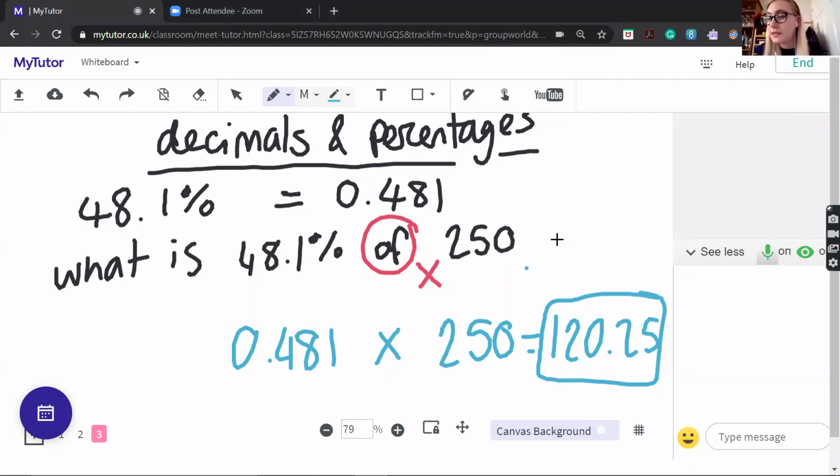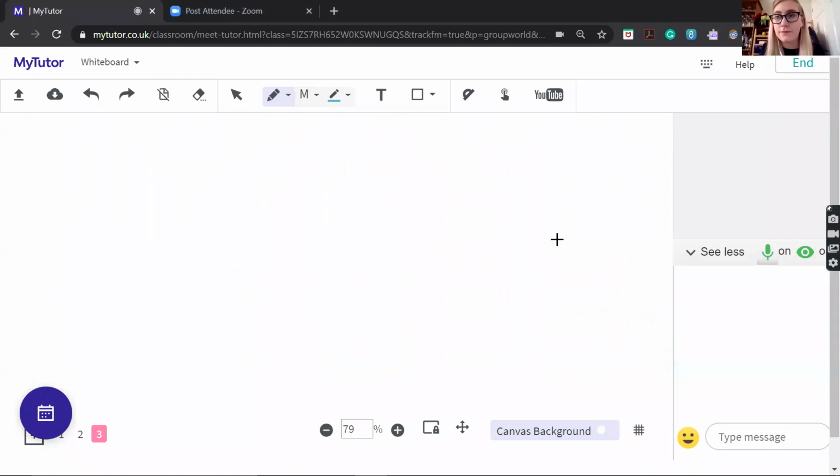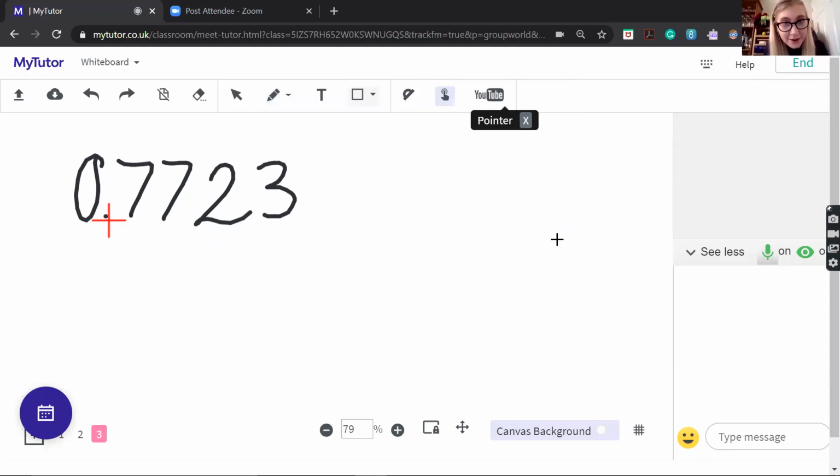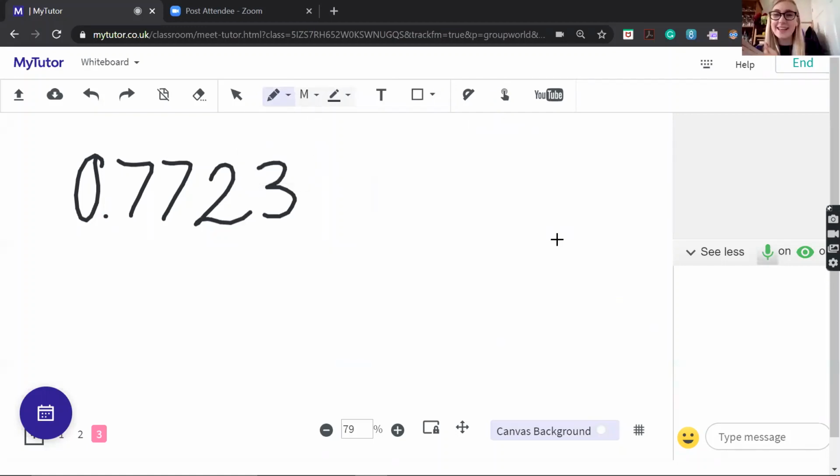Okie doke, I'll do an example going the other direction. The other direction is, shock horror, you move the decimal point 2 places to the right. So say we have 0.772. Let's make it horrible, 0.7723. What a horrible number. All we do is take this decimal point and hop it 1, 2 places to the right, and whack a percentage sign on the end. So it's 77.23%.